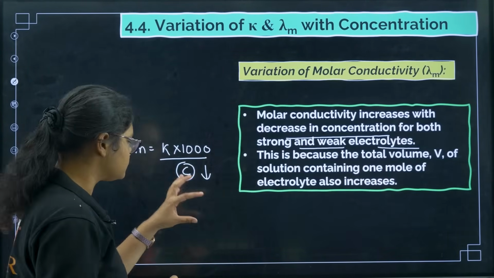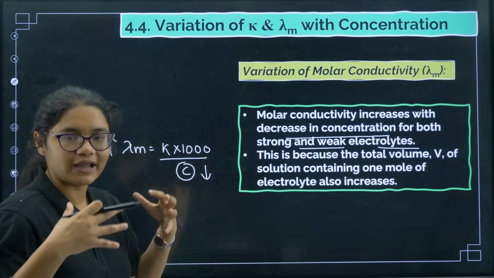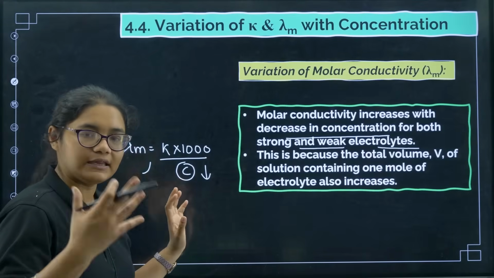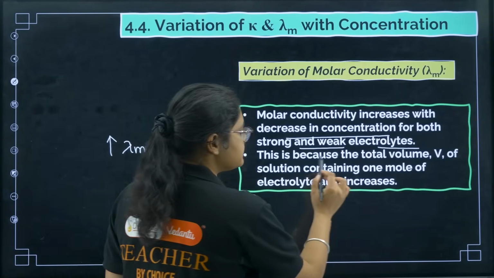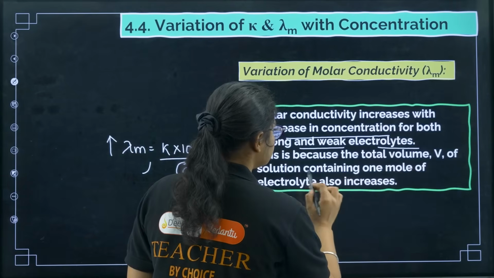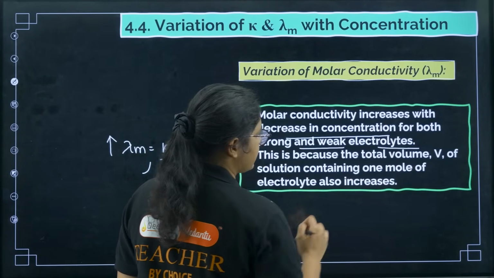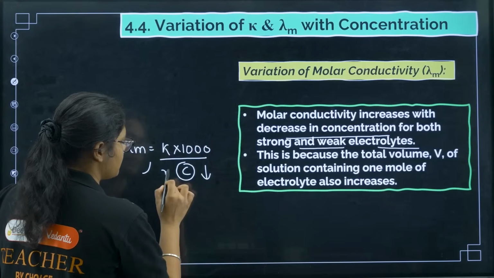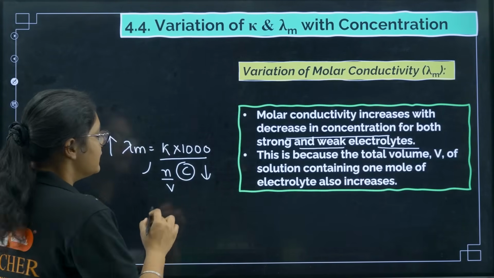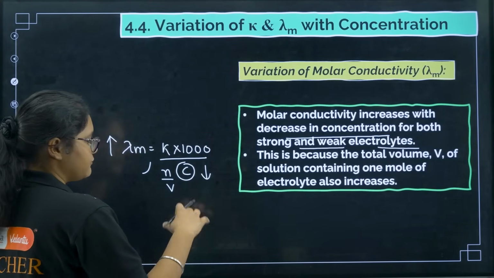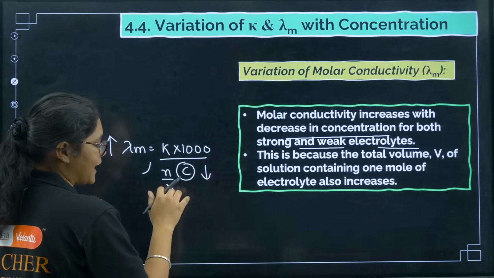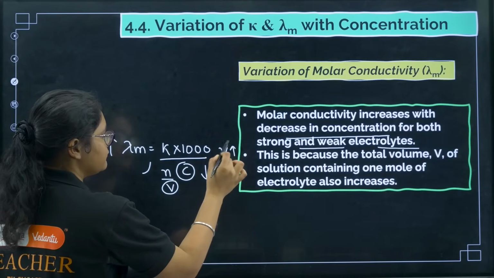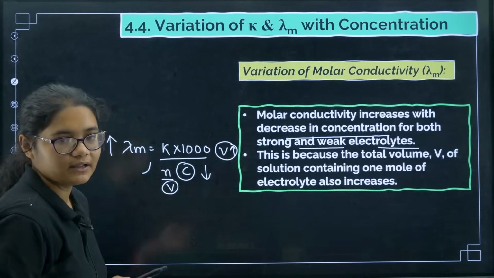Whether it is a strong electrolyte or a weak electrolyte, if you dilute the electrolyte, the molar conductivity will definitely increase. This is because the total volume V of the solution containing 1 mole of electrolyte also increases. The concentration formula is number of moles by volume. If I dilute it, or add more water, this V will increase. If V increases, molar conductivity will increase.